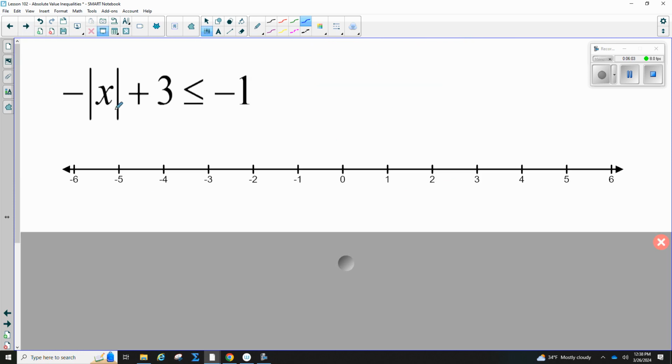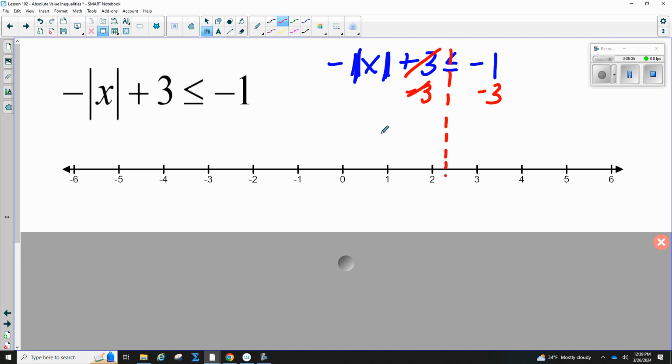Okay, let's add some extra stuff, because why not? Let's do some algebra with this. So write this down. Negative absolute value of x plus 3 is less than or equal to -1. Now, I don't know until I isolate this if it's a less than or a greater than, so this might flip. Anyways, I want to isolate the x. The first thing I have to do is get rid of this plus 3. So I am going to subtract 3 from both sides of the inequality. So this goes away. I have negative absolute value of x is less than or equal to -4. -1 minus 3 is -4.